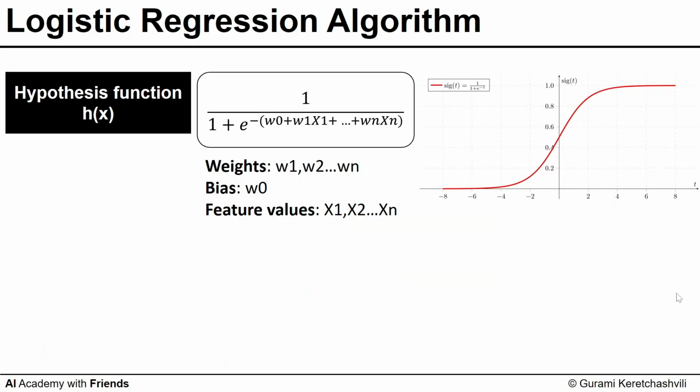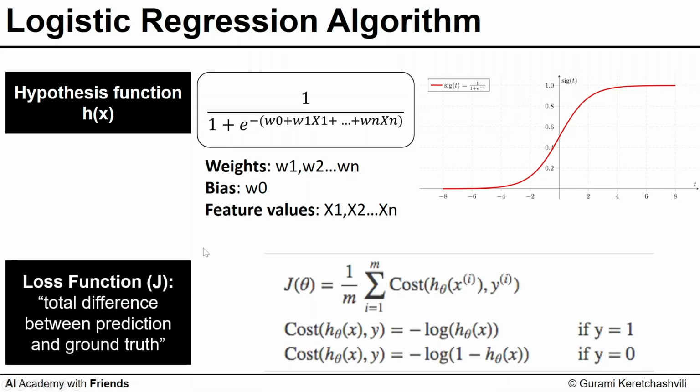Logistic regression, as we mentioned, is one of the machine learning algorithms which has its own hypothesis function, which is represented as this function, in which weights are W1 up to Wn, bias is W0, feature values are from x1 to xn. The thing is that the output of the logistic regression hypothesis function changes from 0 to 1.